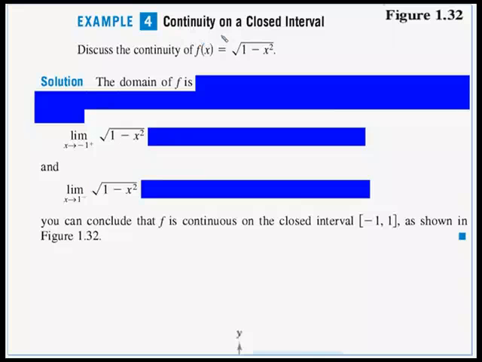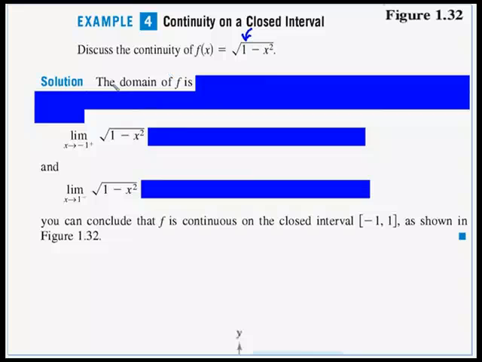So here in example 4, let's look at the continuity on a closed interval of this. Graphically, what is that going to be? We talked about that previously, and it's a radical with 1 minus x squared. So that is going to be half a circle. It's positive, so it is the first and second quadrants, half of the circle, and the radius is the square root of that number.